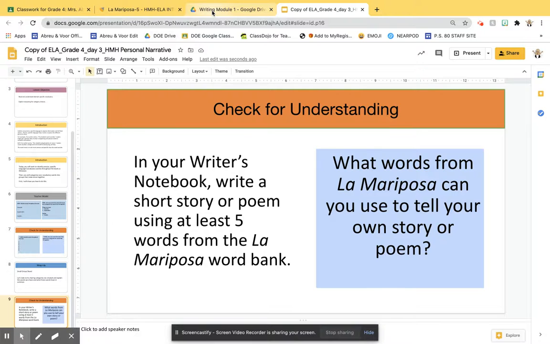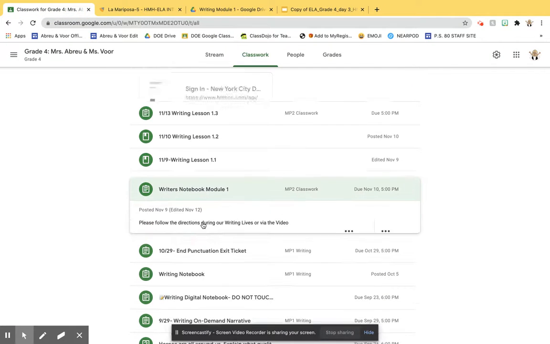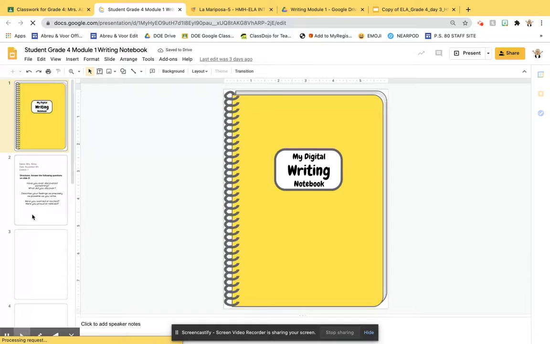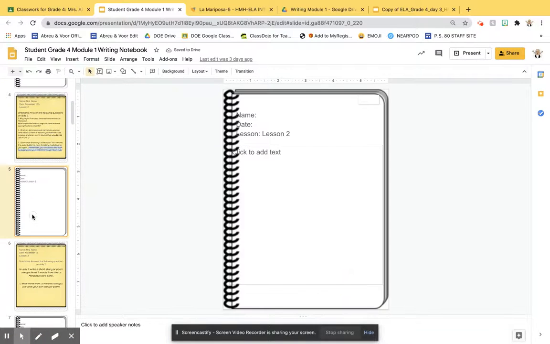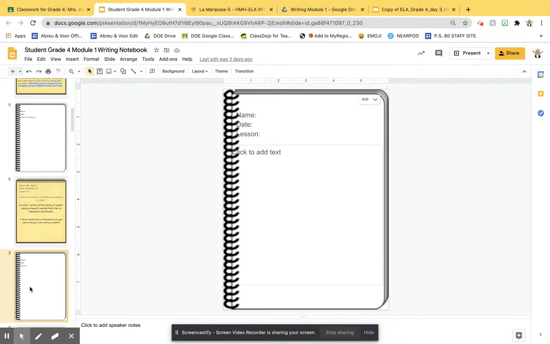You will finish this in classwork. Go to your writer's notebook. The directions are on slide 6, and you guys will complete slide 7.